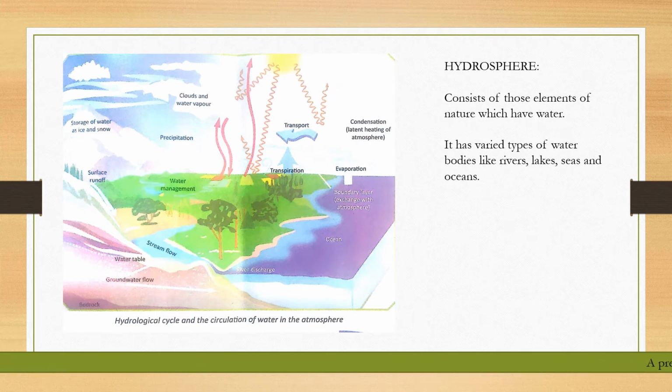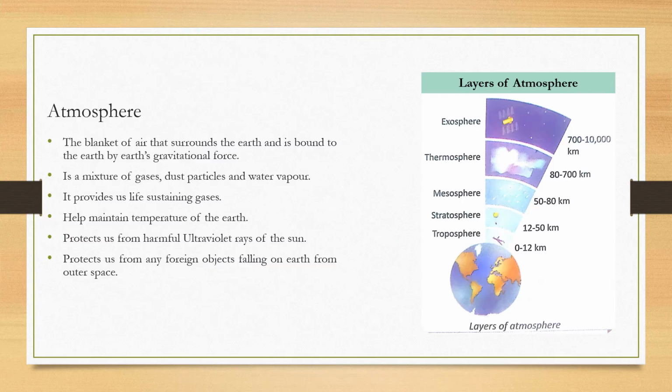The third domain is the atmosphere. Atmosphere is a blanket of air that envelops the earth and is held to the earth by gravitational force. It is a mixture of various gases, dust particles, and water vapor. The atmosphere protects us in various ways. It provides us the life-sustaining gas, oxygen. It provides carbon dioxide, which is life-sustaining for plants. It maintains the temperature on the earth. It protects us against harmful ultraviolet radiations of the sun. It protects earth against any foreign bodies falling from space.